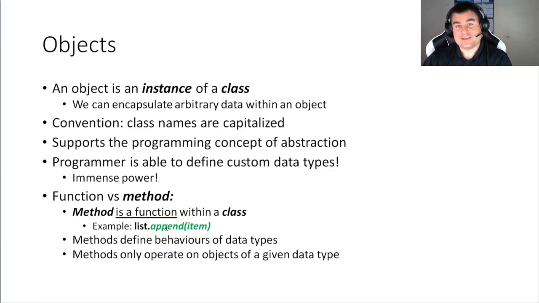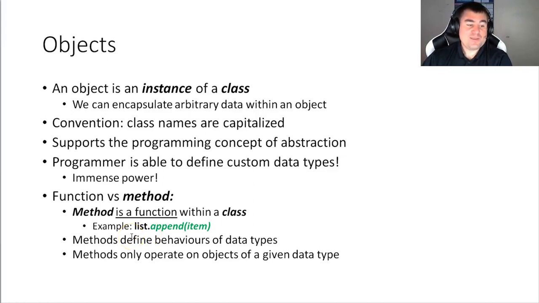Well, list is a class, and it's not simply a function append by itself. Then it would be called a function. You say def append something else. But if you define it within a class, it is called a method. So append is a method of the list class.